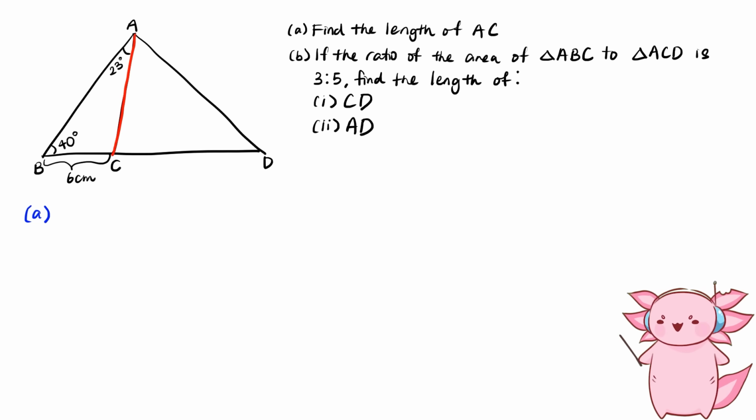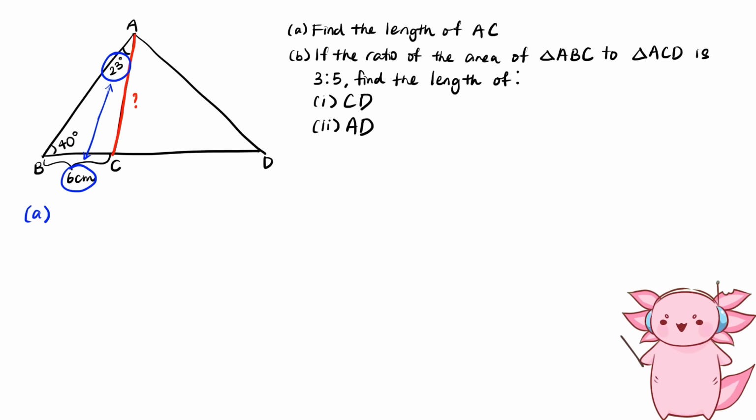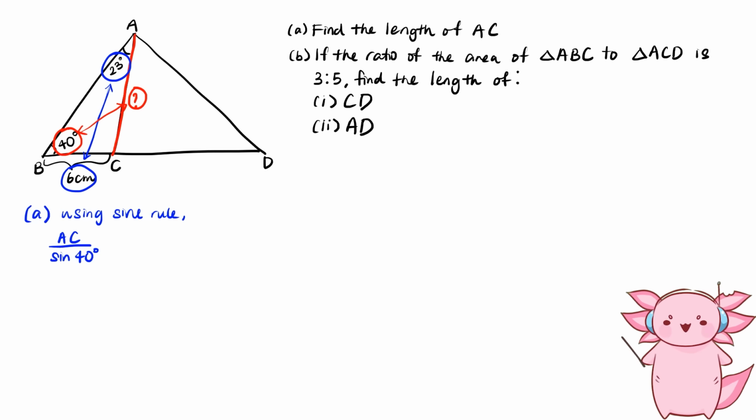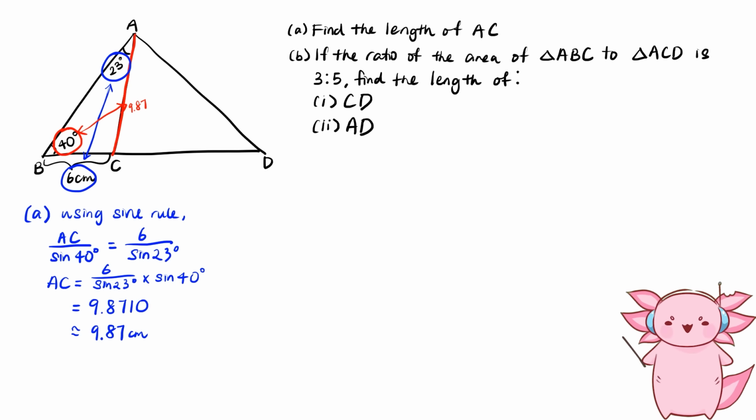Okay, let's look at AC over here. Since we want to find this over here, we realize that we have a pair of 23 degrees and 6 over here, so we know we gotta use the sine rule. Our 40 degrees and AC is the other pair, so let's do AC over sine 40 is equal to 6 over sine 23, and then we can just solve for AC to get 9.87 cm.